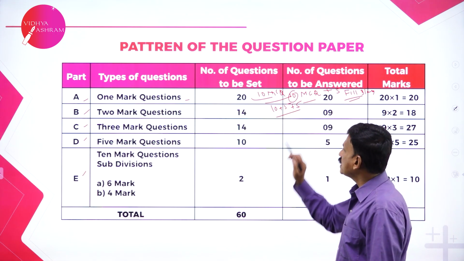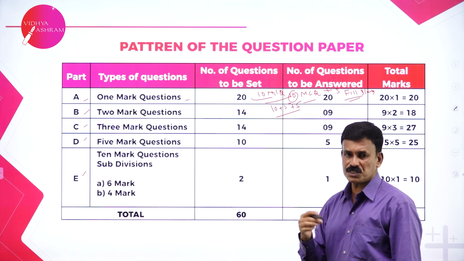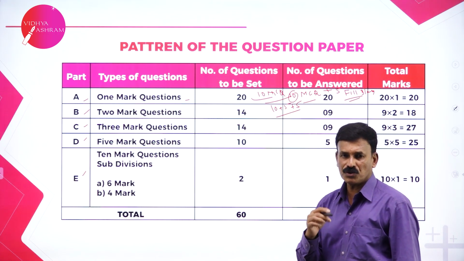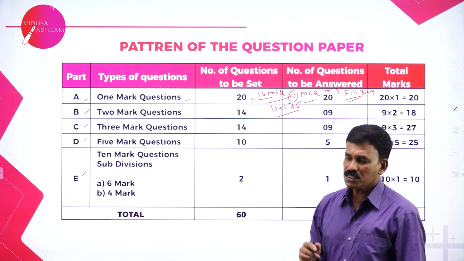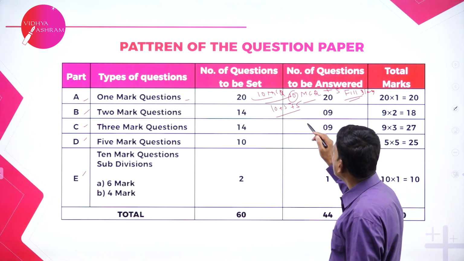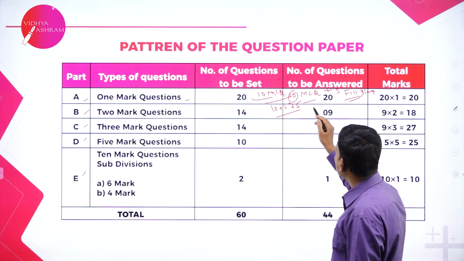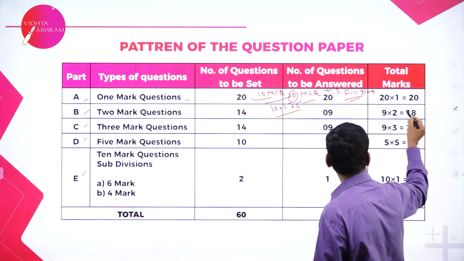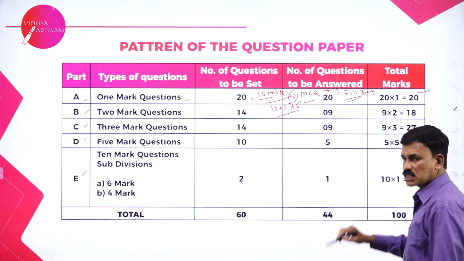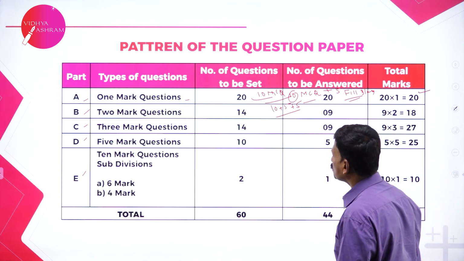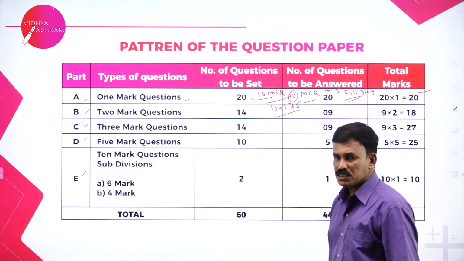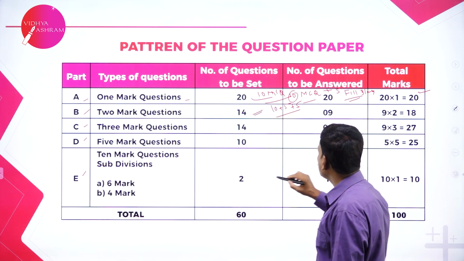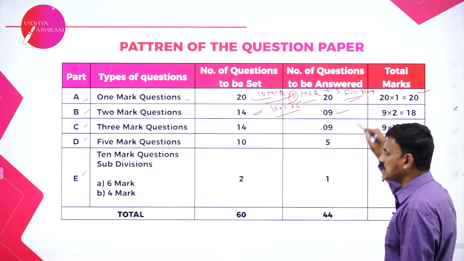Part A has 10 MCQ questions, each question followed by 4 choices, and again 5 fill in the blanks and 5 short answer questions. Totally 10 plus 5 plus 5, 20 marks from part A. This is a compulsory part, very important, no choice in that. Whereas in part B, 2 marker questions, there are 14 questions. In 14 questions, you are going to answer any 9.